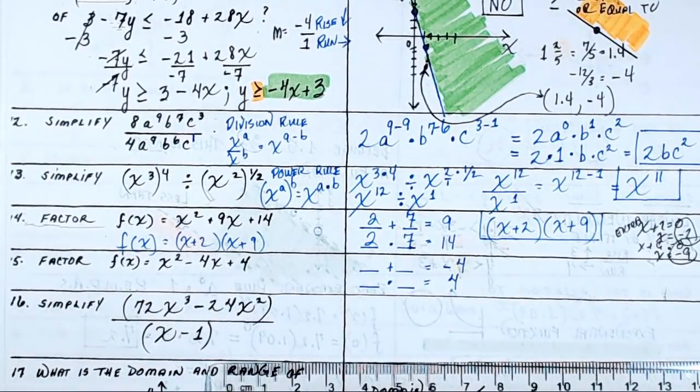Well, what are the factors of 4? 1 and 4. 1 plus 4 is 5. How about negative 1 and negative 4? Negative 1 plus negative 4 is negative 5. So that's no good. I want it to be negative 4. What are the other factors of 4? Oh, 2 and 2. 2 plus 2 is positive 4. That's no good. So how about negative 2 and negative 2?